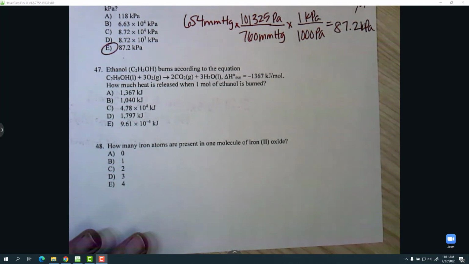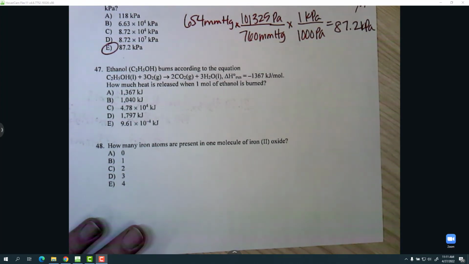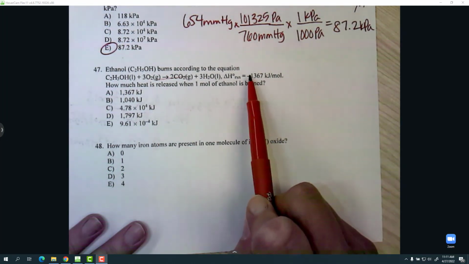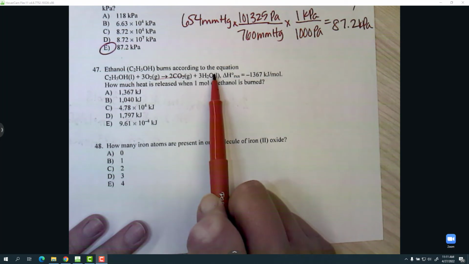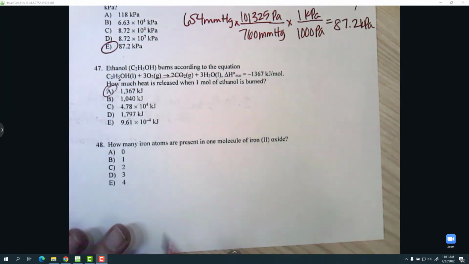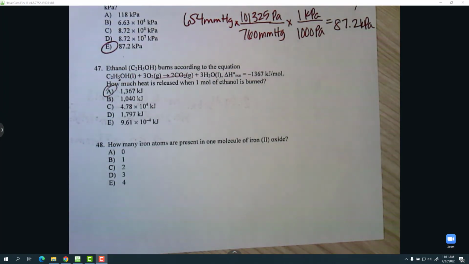All right, ethanol, how much heat is released when 1 mole of ethanol burns? Okay, so here's the reaction and here's how much heat. The negative means it's released. This is per 1 reaction, and 1 reaction is 1 ethanol, so that's it. 1,367 kilojoules of heat are released.